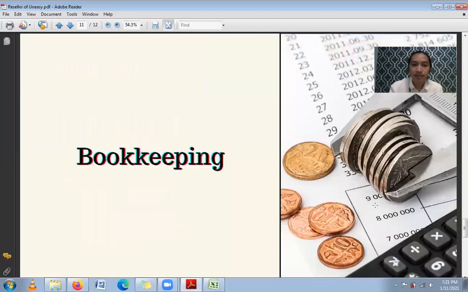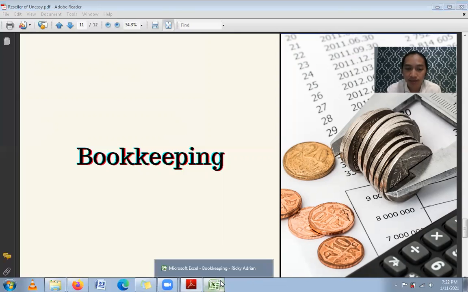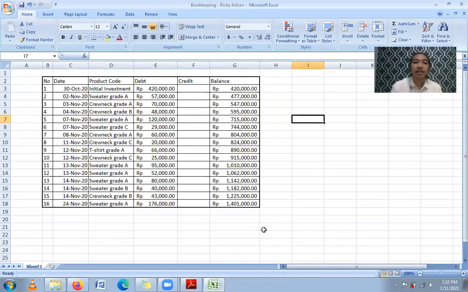That's it. Next, I'm going to proceed to the bookkeeping. Since I cannot show the table through this PDF, I'm going to share it through the Microsoft Excel I prepared. As you can see here, this is my bookkeeping for the 15 items that I managed to sell, thankfully. The initial investment is 420,000 rupiah.